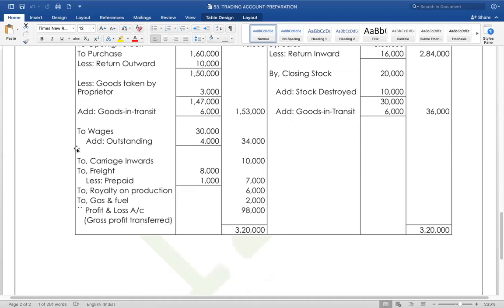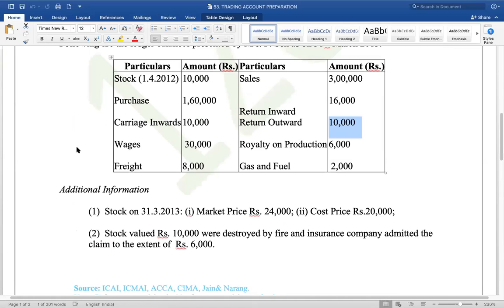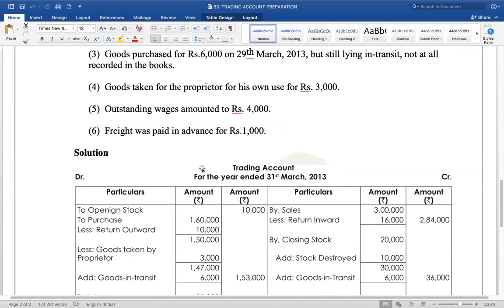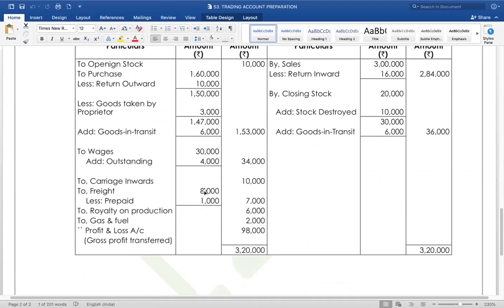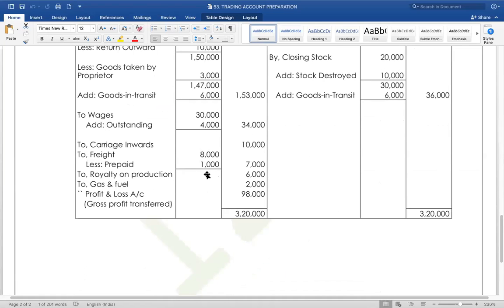Then likewise, you have other expenses. All expenses are to be debited. Wages, 30,000. To these wages, you have 4,000 outstanding also. Whatever is outstanding is added, whatever is prepaid, deducted. Outstanding wage is added to this expense of wage, so that the total amount of wage became 34,000.